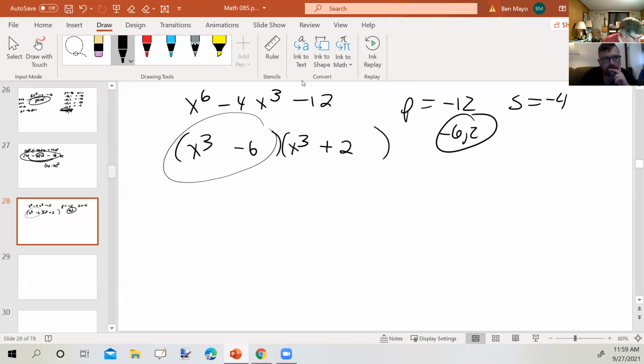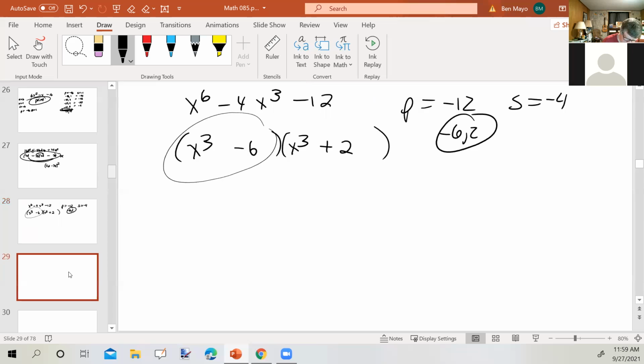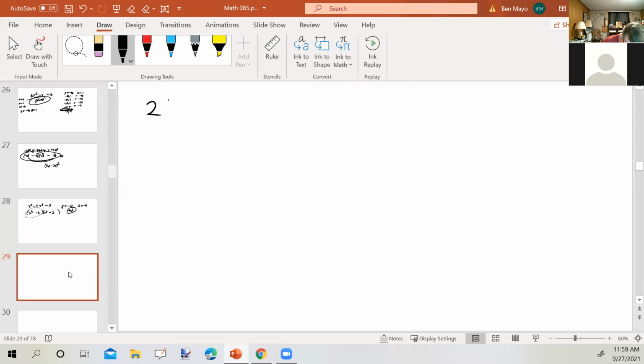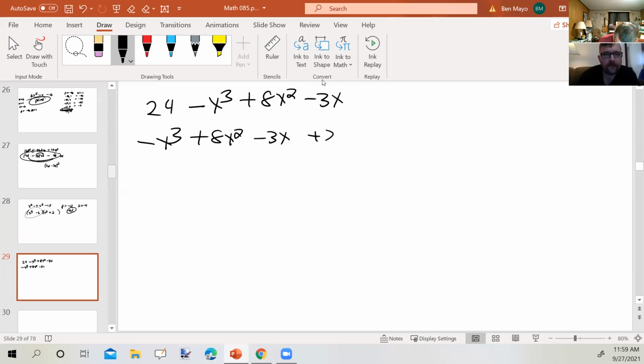All right. How about this one? 24 minus x cubed plus 8x squared minus 3x. So first thing we're going to do is put this in standard form. Negative x cubed plus 8x squared minus 3x plus 24.